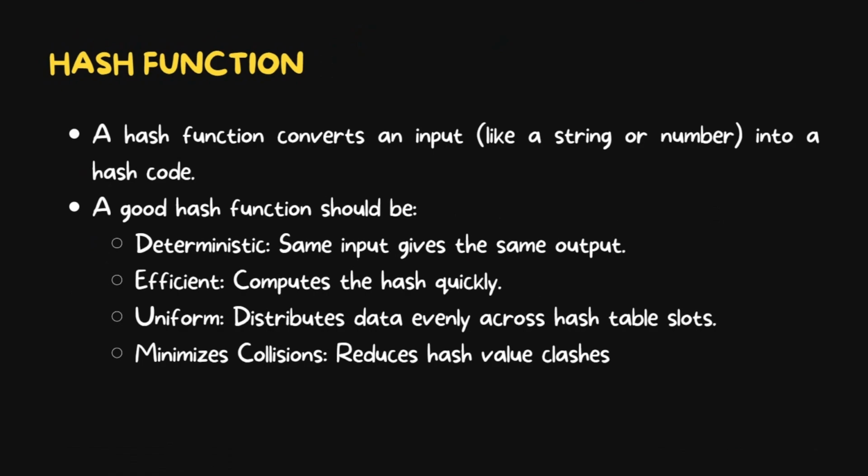A hash function is the engine of hashing. It takes an input like a string or number and generates a unique number, the hash code. A good hash function has a few key properties. First one is deterministic. The same input always produces the same output. Second one is efficient. It computes the hash value effectively. Third one is uniform distribution. It spreads elements evenly across the table to avoid clustering. The fourth one is low collision rate, which means it reduces the chances that two inputs produce the same hash value, which would cause a collision.